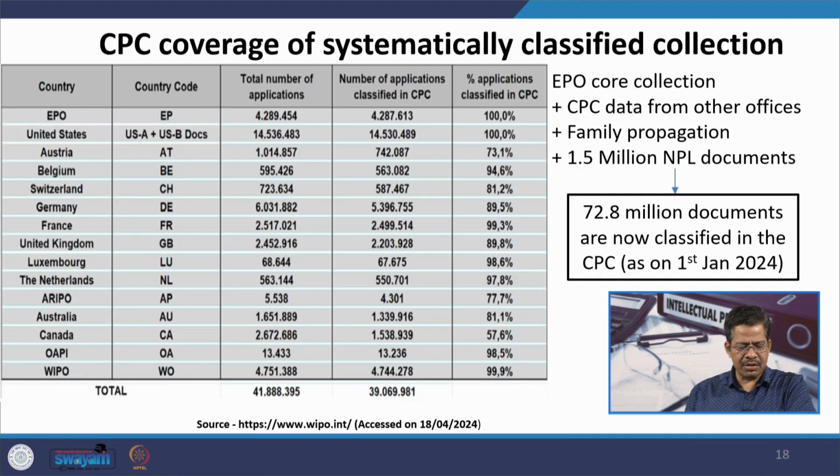CPC also has a lot of other features, because various national offices are using it. They use a country code about the origin of the particular IP, and you see in this table that a large number of applications come from the United States, but various other offices are also now using the CPC scheme. Around 72.8 million documents have been classified using the CPC scheme.